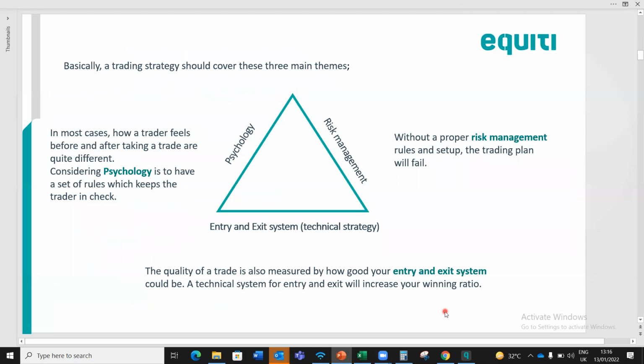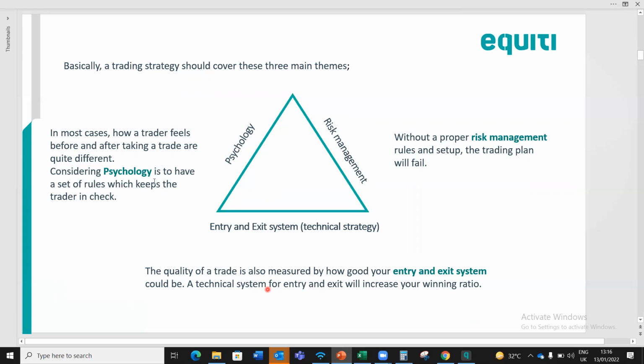Basically, a trading strategy should cover these three main things, these three main themes. One is psychology, two is risk management, and three is entry and exit systems. Number one is psychology, number two, risk management, and number three, entry and exit systems, which depends on the technical strategy that you are using.